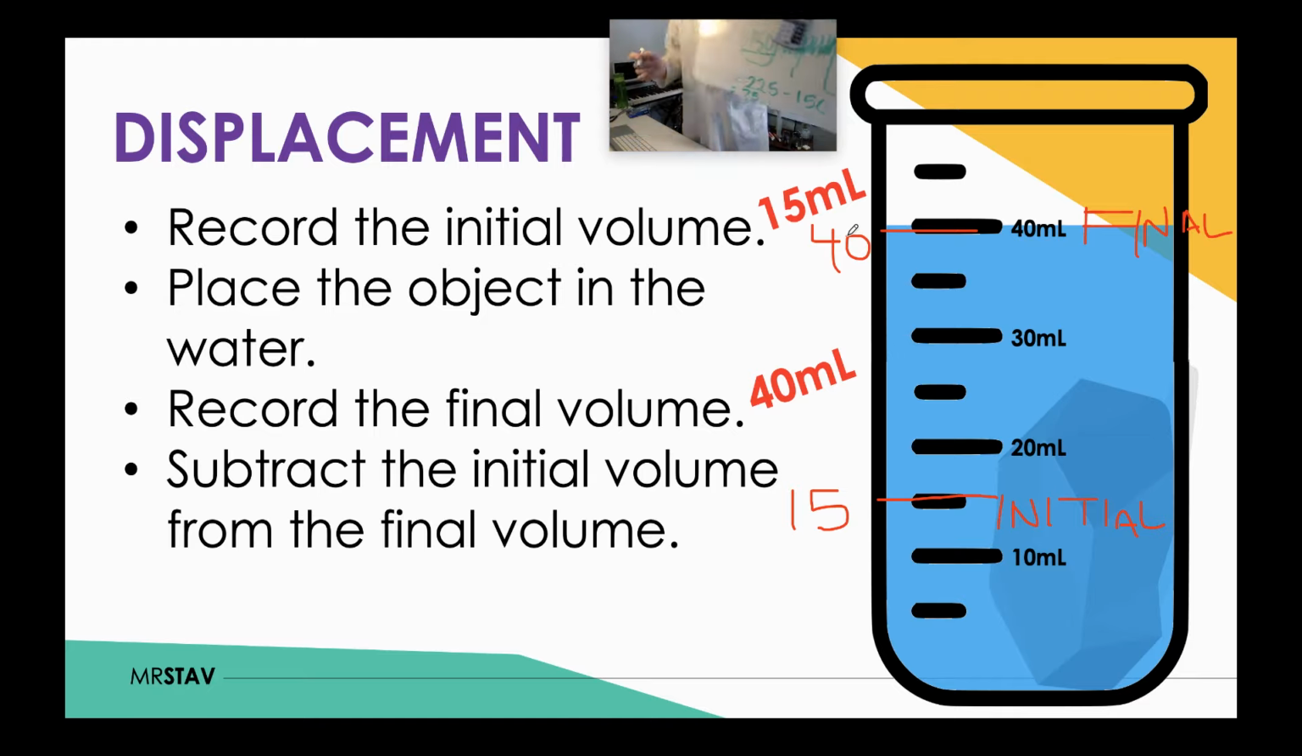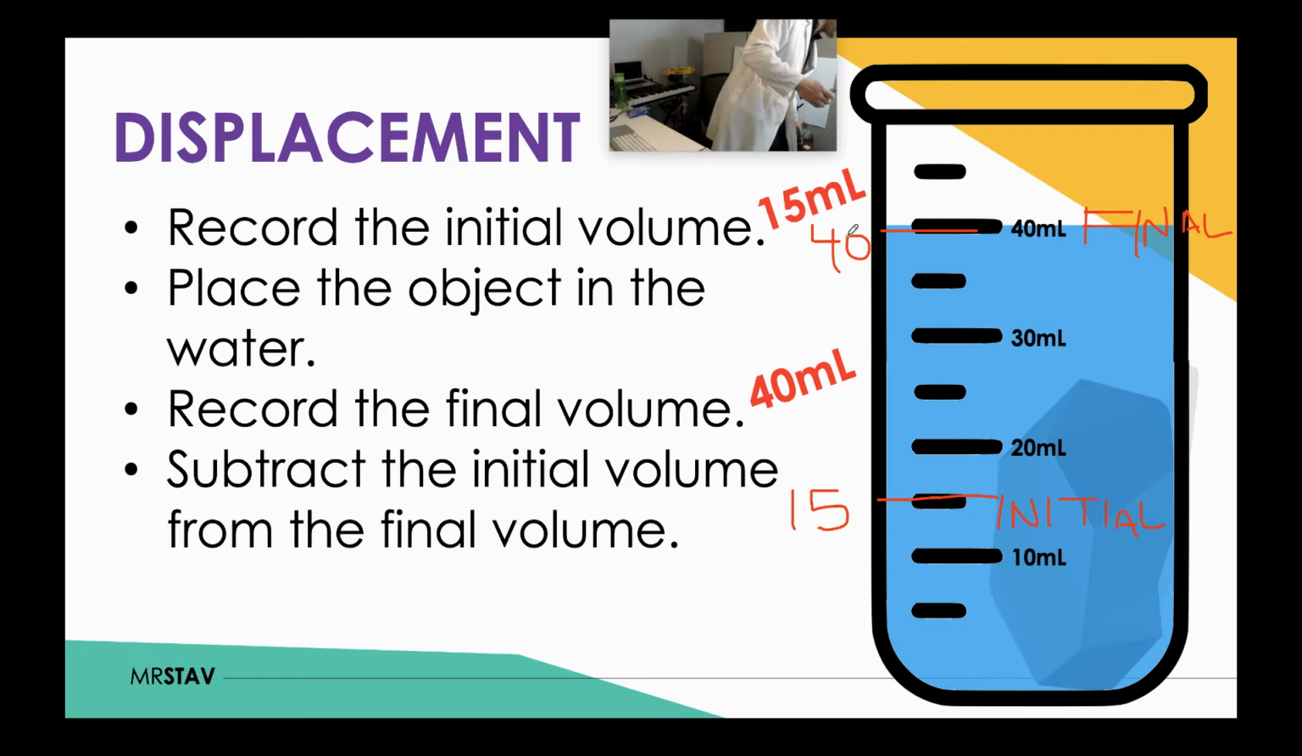So for my example, the water started at 150 milliliters. I placed an object in, and it raised to 225 milliliters. That amount that it raised, we call the displacement. The displacement was 75 milliliters. That tells me that this object that I put in there has a volume of 75 milliliters.